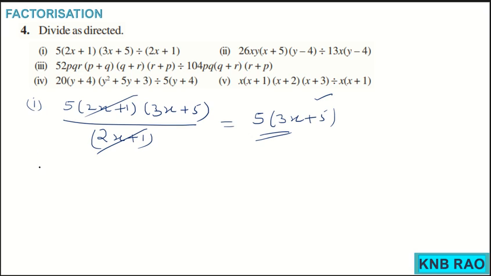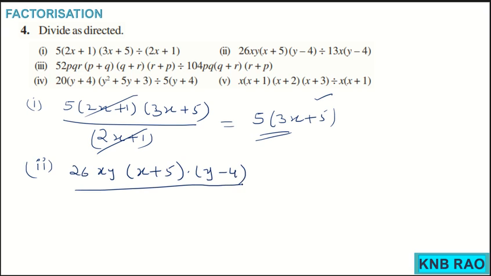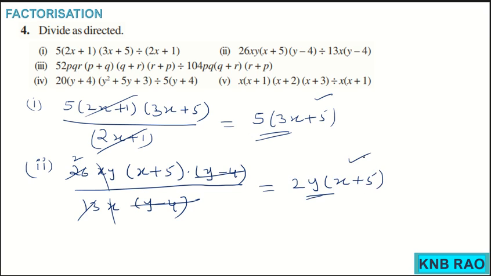Let us take the second one. In the second one also, 26 times of xy times of x plus 5 into y minus 4 upon 13 times of x into y minus 4. So here both dividend and divisor are factorized. So y minus 4 cancels with this factor. 13 ones are 13, 13 twos are 26, and this 1x cancels with this 1x. Therefore, the quotient is the product of 2y and x plus 5. That's it. This is the answer.